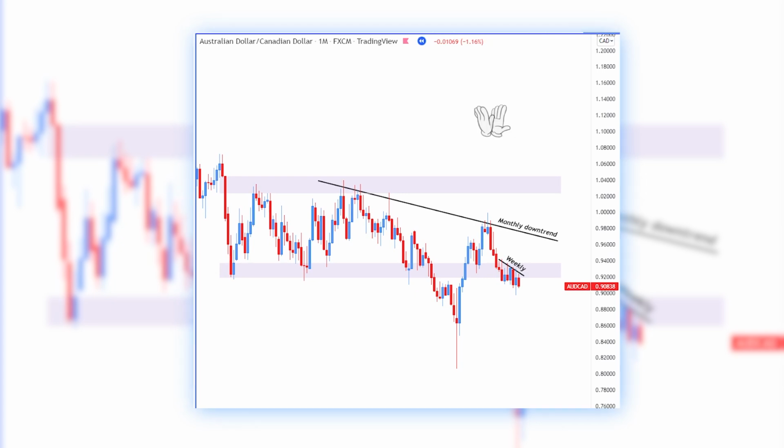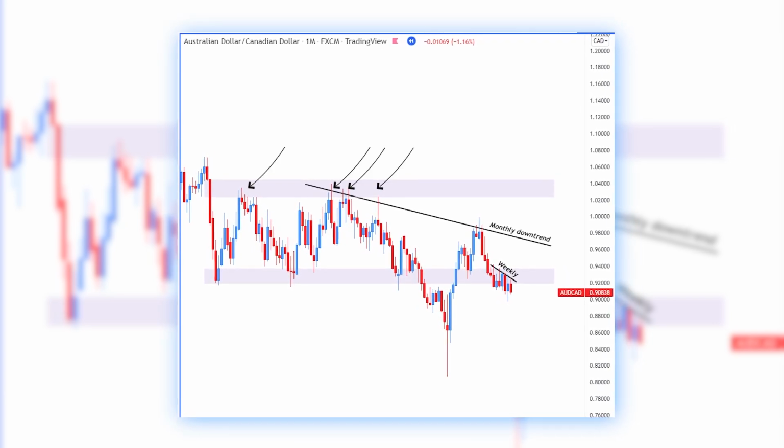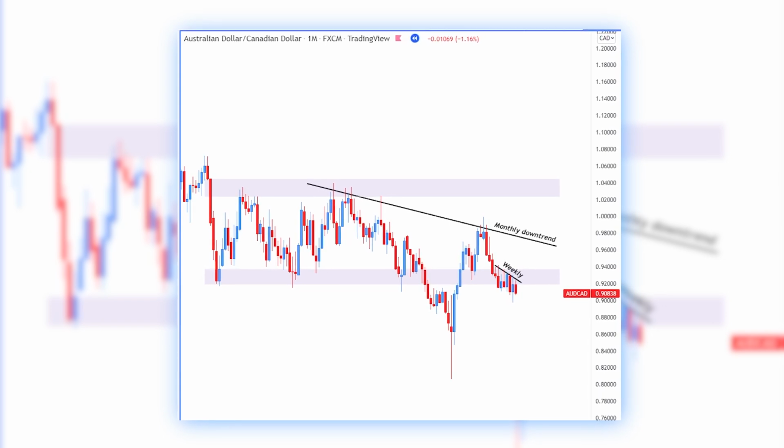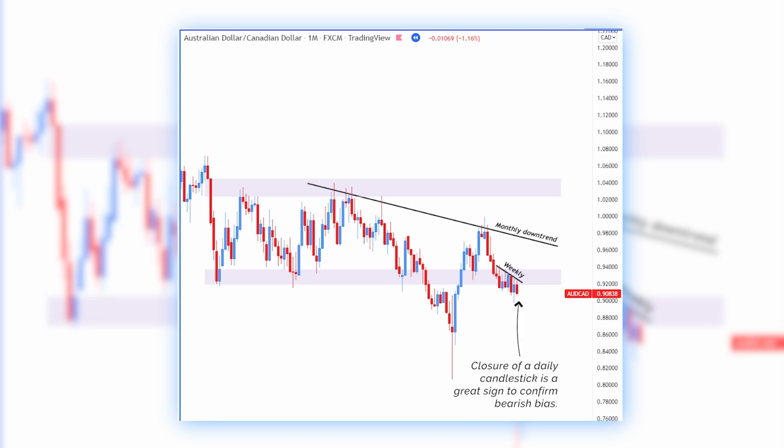In addition, my resistance zone is an important factor as well. As you can see from the several bounces, sellers are doing a great job of protecting their positions. Support, on the other hand, was constantly put to the test, but eventually failed and now serves as resistance.